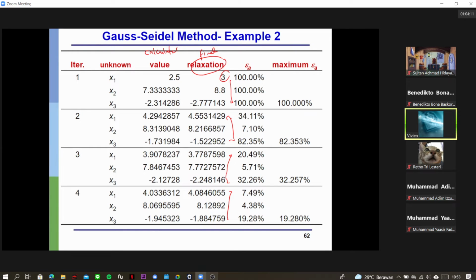Under relaxation, we can apply that when we have divergence. When we have a divergent result, we can try several alternatives to make it converge. The first one is to try using under relaxation, but this is not the only way.